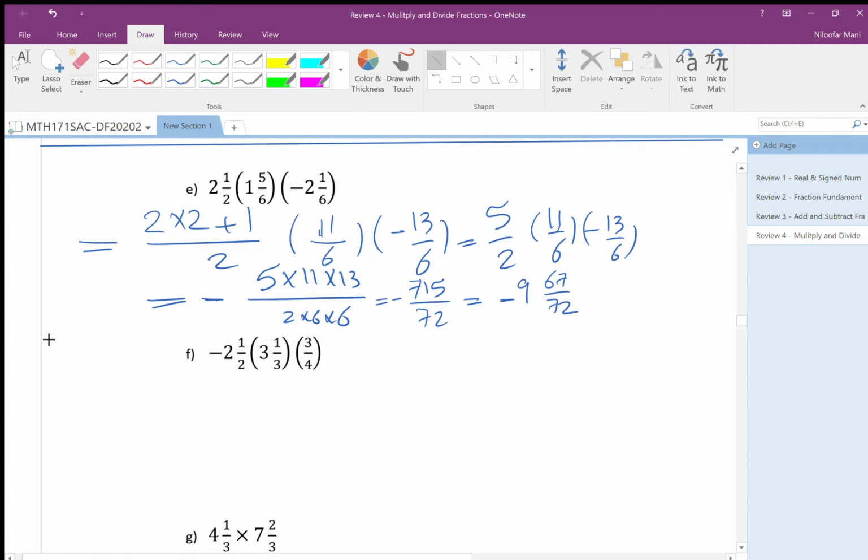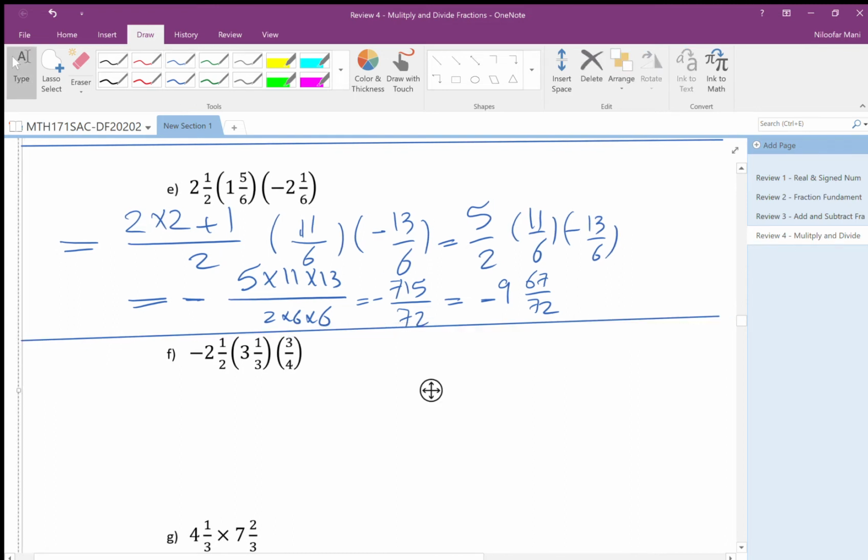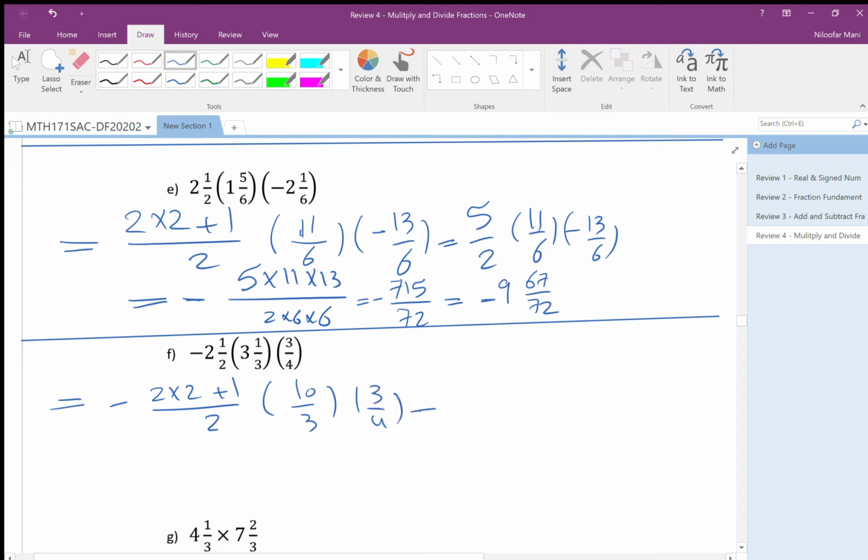Okay. So how about this one? I need equal. It is negative. Yes, it is. So it is minus 2 times 2 plus 1 over 2, times 10 over 3, times 3 over 4, which is one negative I have, so the answer is minus. So it's minus 5 over 2 times 10 over 3 times 3 over 4.